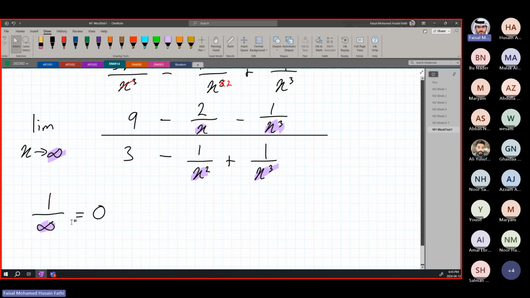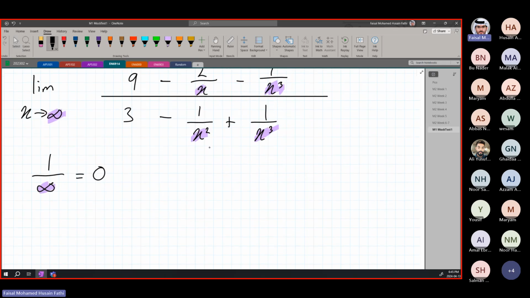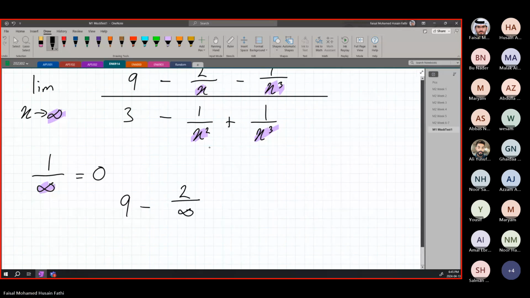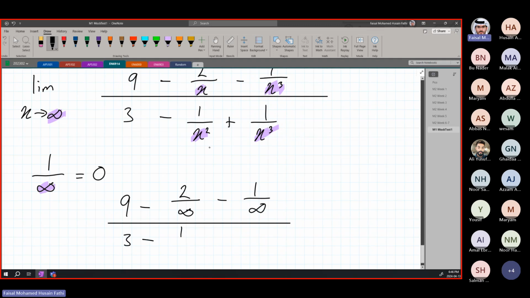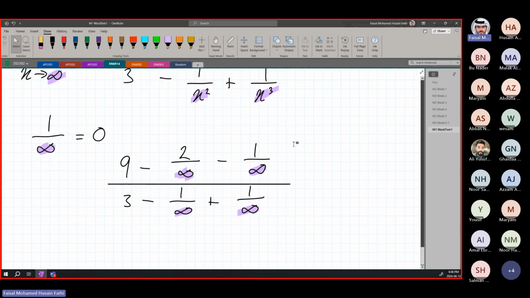So once you substitute infinity here, we're going to get 9 minus 2 over infinity minus 1 over infinity all over 3 minus 1 over infinity plus 1 over infinity. Keep in mind that infinity squared and infinity cubed is exactly the same as infinity, because infinity is a never-ending number. So the x squared and x cubed does not matter as long as it's x. It's going to be infinity.